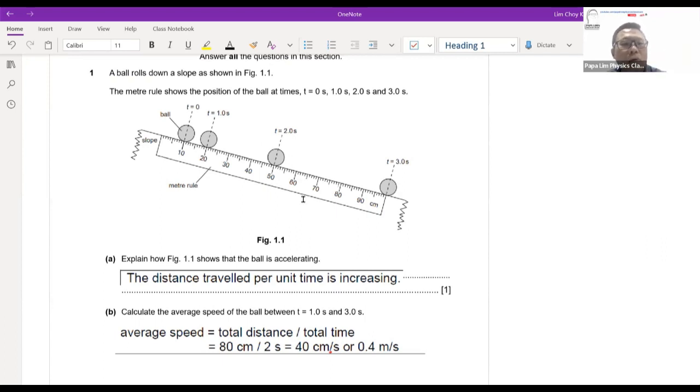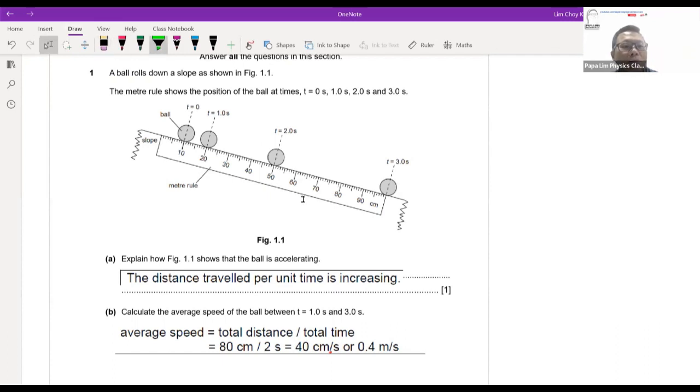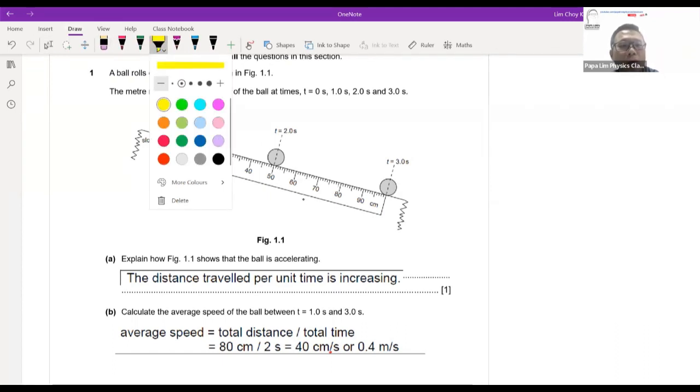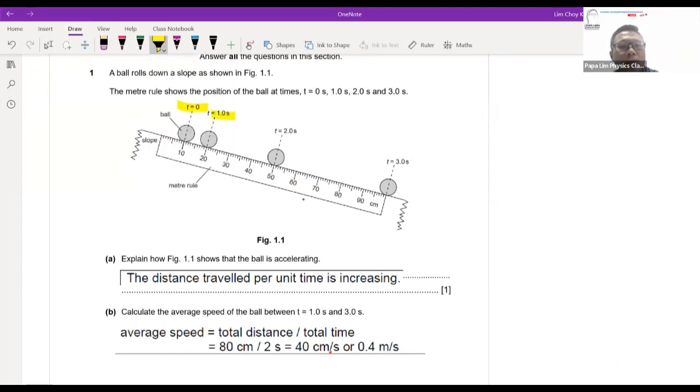Now I have one ball traveling down the slope at different timings. One of the important factors for this question is to look at the time. The time here is important.